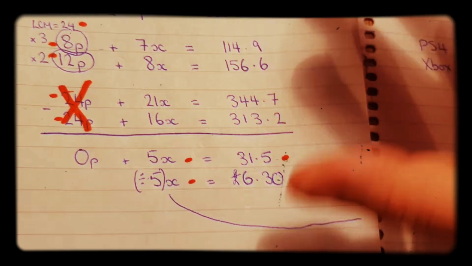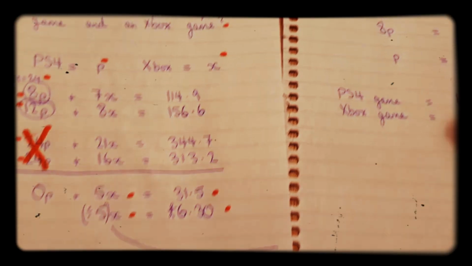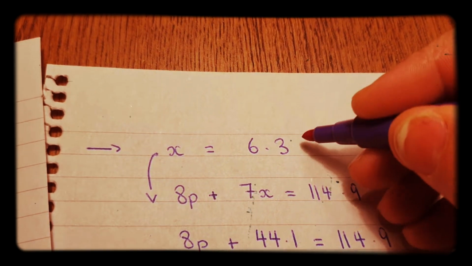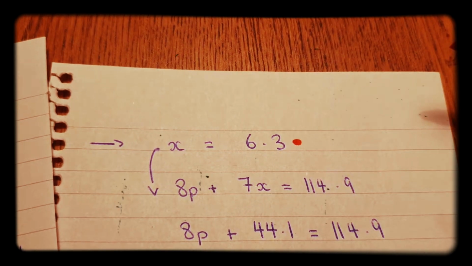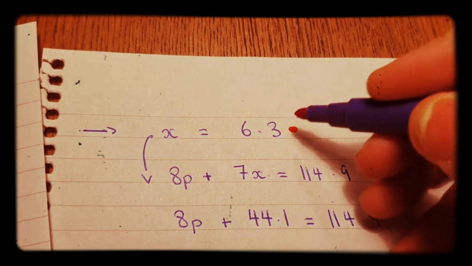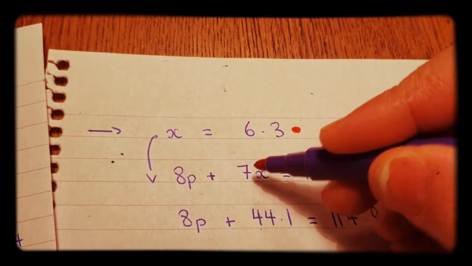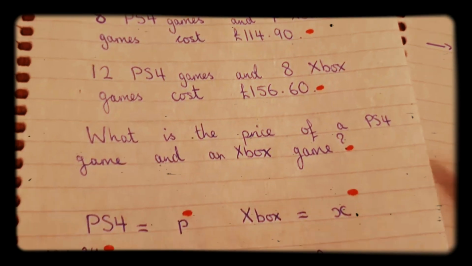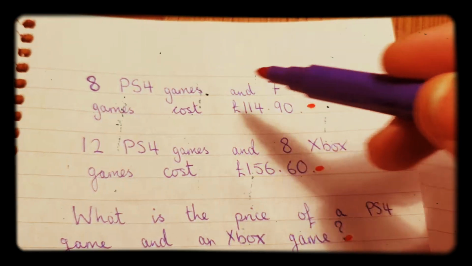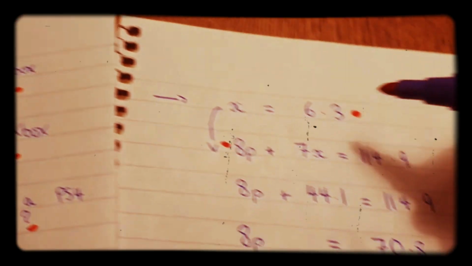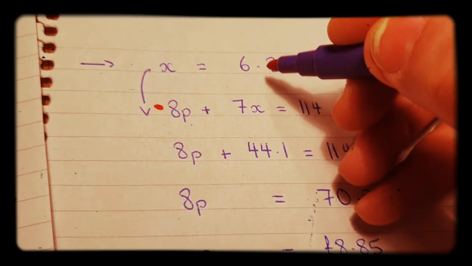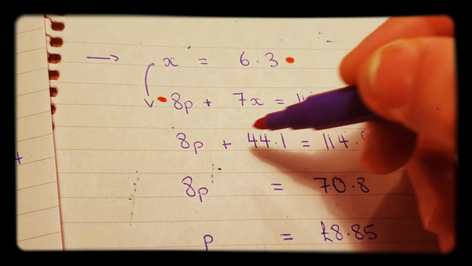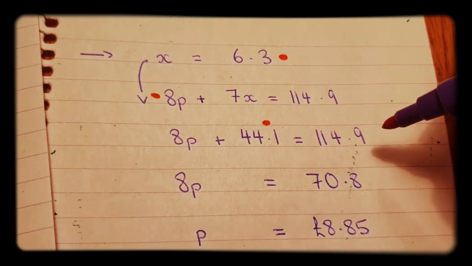So now we need to find out what is the price of the PS4 game. So let's continue up here. We found out that the Xbox games are £6.30. So what we need to do is put the £6.30 back into one of the original equations. I've picked this one here, which comes from the 8 PS4 games and the 7 Xbox games. So 7 Xbox games, £6.30 times 7 makes 44.1. 8 PS4 games plus 44.1 equals 114.9.